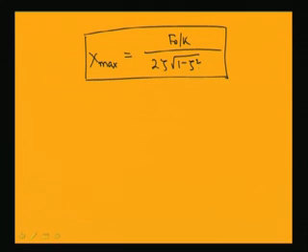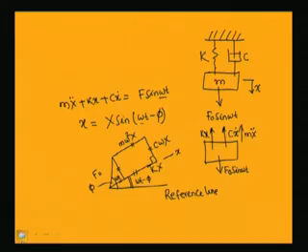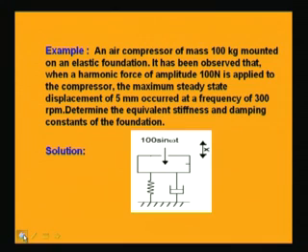Now let us solve another problem. In this problem we will take an air compressor. This air compressor has a mass of 100 kg, and it is mounted on an elastic foundation. This elastic foundation can be modeled as a spring of constant k and a damping c. It has been observed that when a harmonic force of amplitude 100 Newton is applied to the compressor, the maximum steady state displacement is found to be 5 mm, which is occurring at a frequency of 300 rpm.